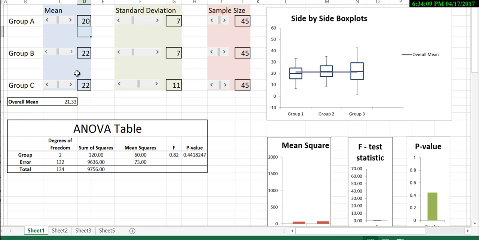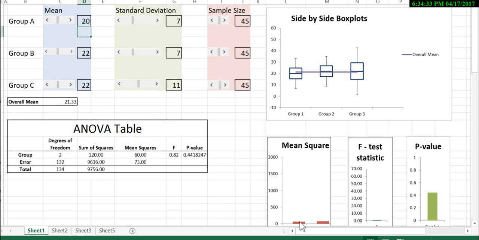This one's different. So this is our actual sample data up here. I can change what the mean is for each one, the sample size for each one, and the standard deviation for each one. And then this is an actual calculator. So this calculator will go through and tell me everything that's normally in an ANOVA table, ending with a p-value and a test statistic.